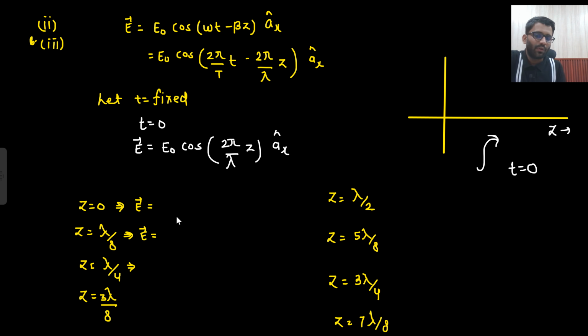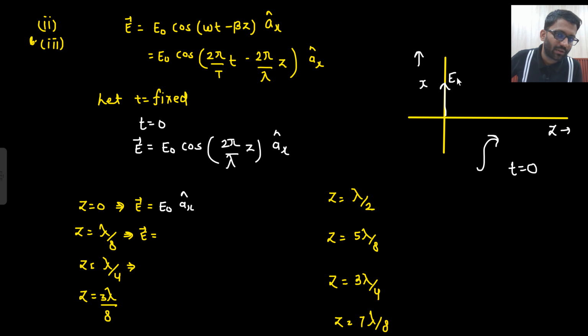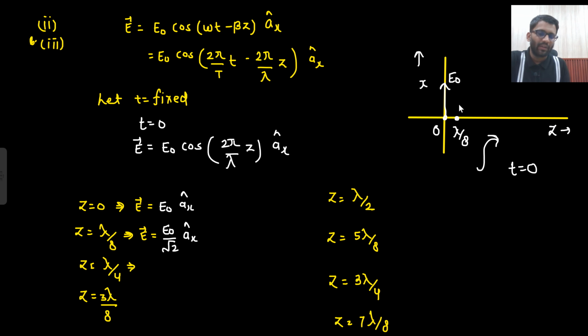If I put z equals to 0, what do I get here? Cos 0 is 1, so E naught Ax cap. So in the x direction, you are having a vector E naught Ax cap. If this is my x direction, in the x direction I am having a vector E naught. Then lambda by 8. At lambda by 8, if you put lambda by 8 here, what are you going to get? Cos pi by 4, that is 1 by root 2. So E naught by root 2 Ax cap. So at lambda by 8, we are having E naught by root 2 Ax cap. The direction is the same.